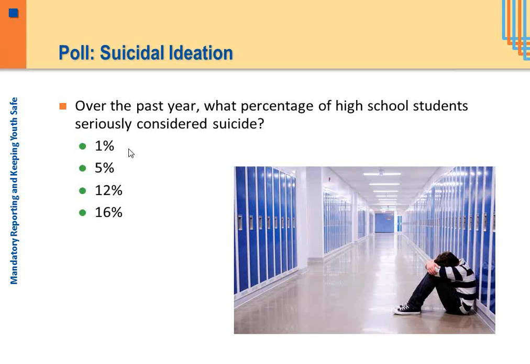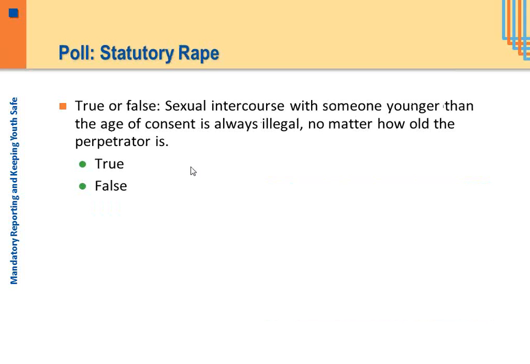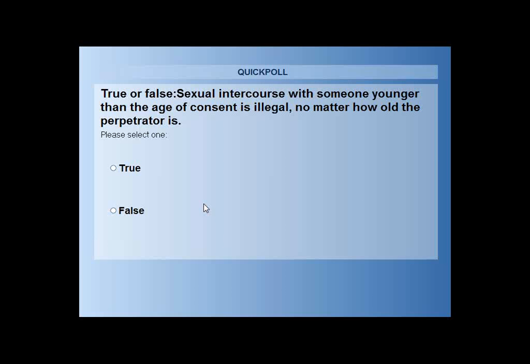The next polling question is about statutory rape. The question is, true or false, sexual intercourse with someone younger than the age of consent is always illegal, no matter how old the perpetrator is. I'll go ahead and launch that poll and give you about 20 seconds to answer.